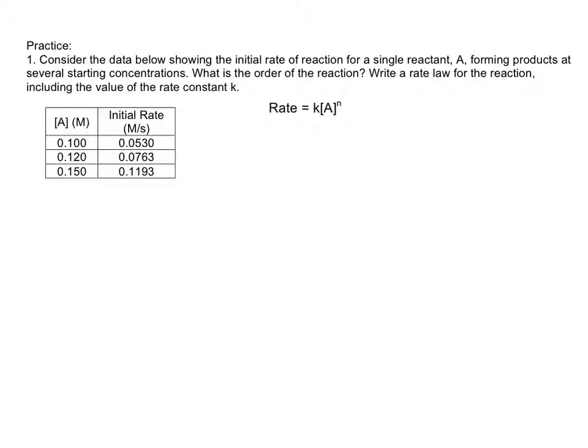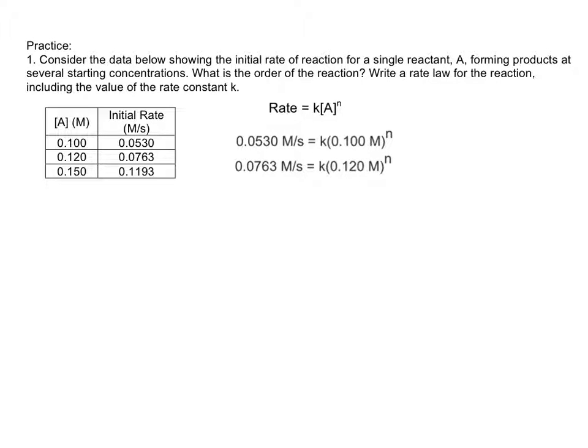So we know that 0.0530 is the rate when the concentration of A is 0.1, and so we want to do 0.0530 equals k times 0.100 to the n, and then we're going to use the second set of numbers to get 0.0763 is equal to k times 0.120 to the n.